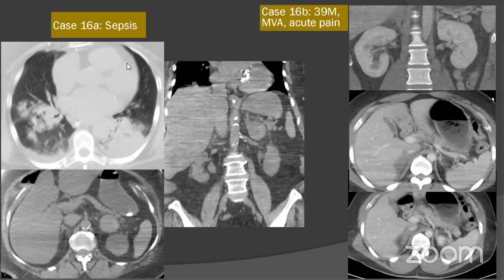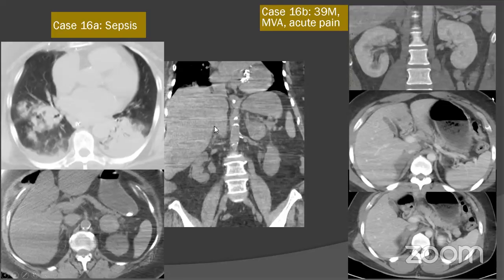Now, I have two patients with the same pathology. This patient is septic, and this patient has undergone a motor vehicular accident. These 3 images are of a young patient who has undergone a motor vehicular accident, and these 3 images are from a patient who's septic. You can make out there is bilateral pneumonia in the visualized lower lungs. And I have just put the representative images.